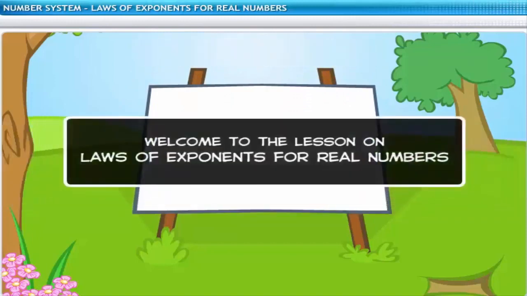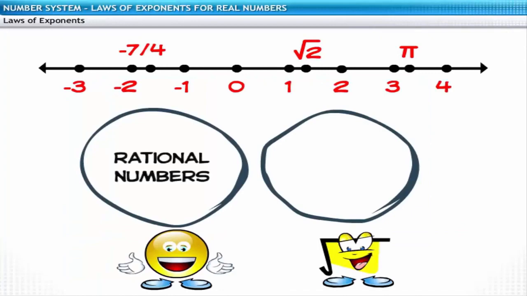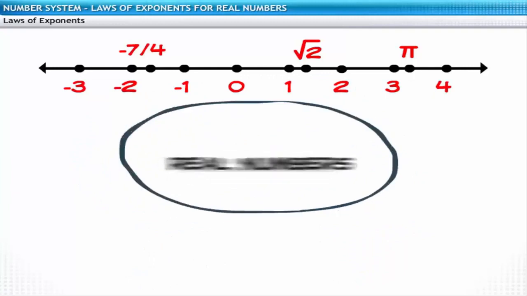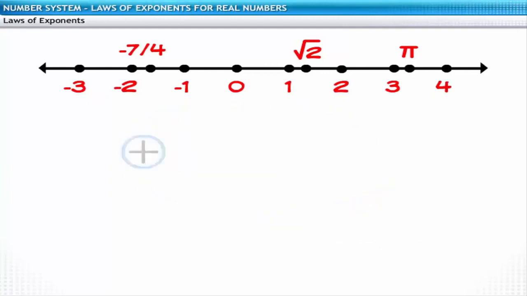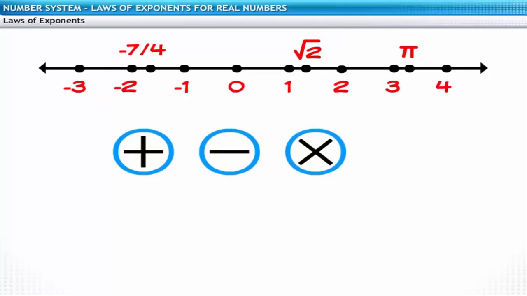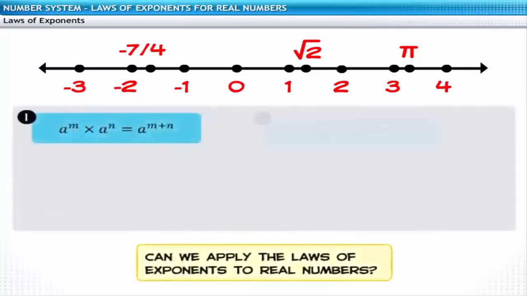Welcome to the lesson on laws of exponents for real numbers. At the end of this lesson, you will be able to apply the laws of exponents to real numbers. The collection of rational numbers and irrational numbers together make up the collection of real numbers, which is denoted by R. We know that mathematical operations such as addition, subtraction, multiplication, and division can be applied to the collection of real numbers. Can we apply the laws of exponents to real numbers?